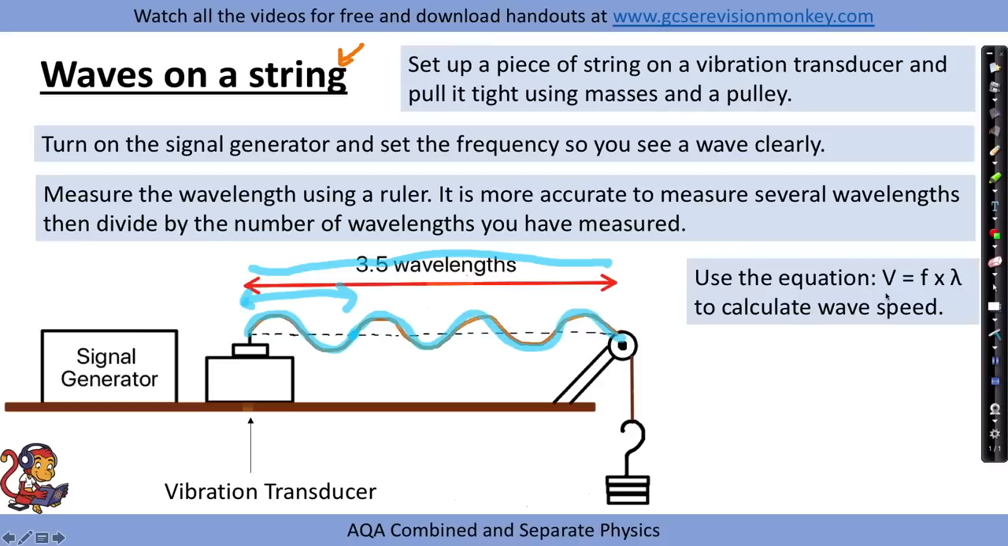We then use the equation v equals f lambda to calculate wave speed. So wave speed equals the frequency, which you get from the signal generator because you've set that yourself. So let's say, for example, it could be 20 hertz. And then you would multiply that by the length of one wave to calculate wave speed.